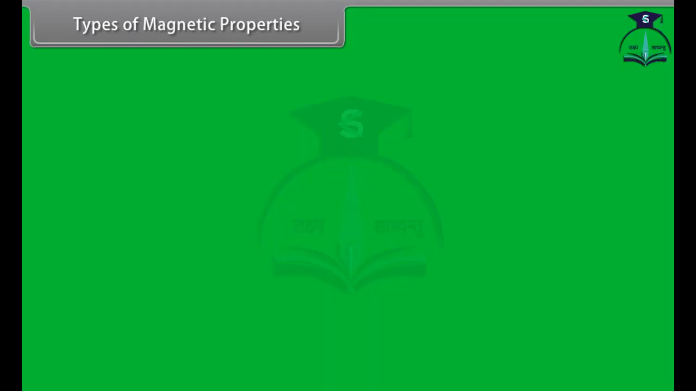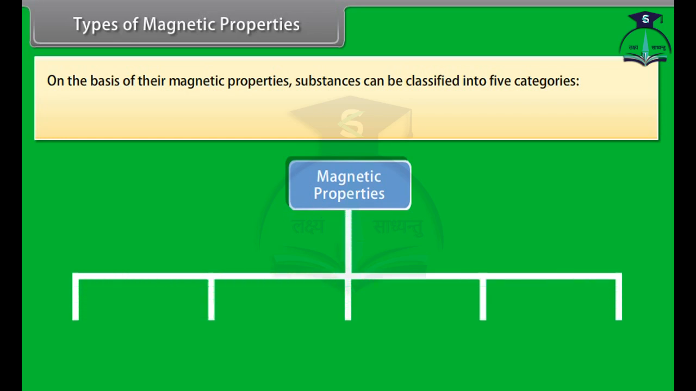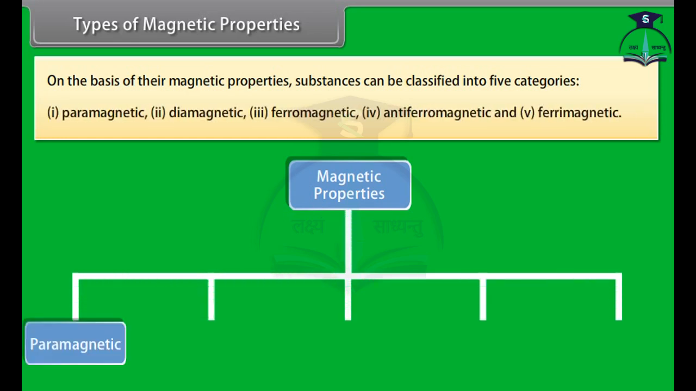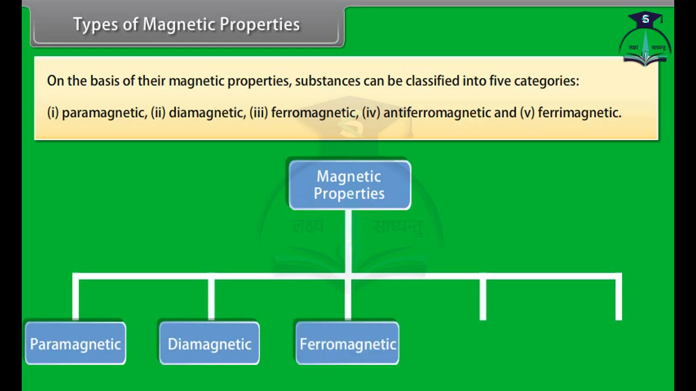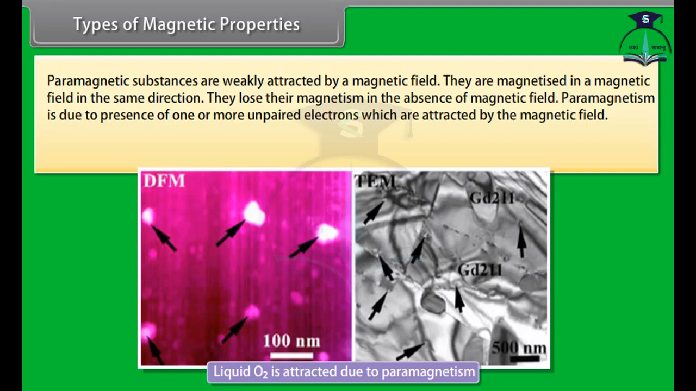Types of magnetic properties. On the basis of their magnetic properties, substances can be classified into 5 categories: 1. Paramagnetic, 2. Diamagnetic, 3. Ferromagnetic, 4. Antiferromagnetic, and 5. Ferrimagnetic. Paramagnetic substances are weakly attracted by a magnetic field.